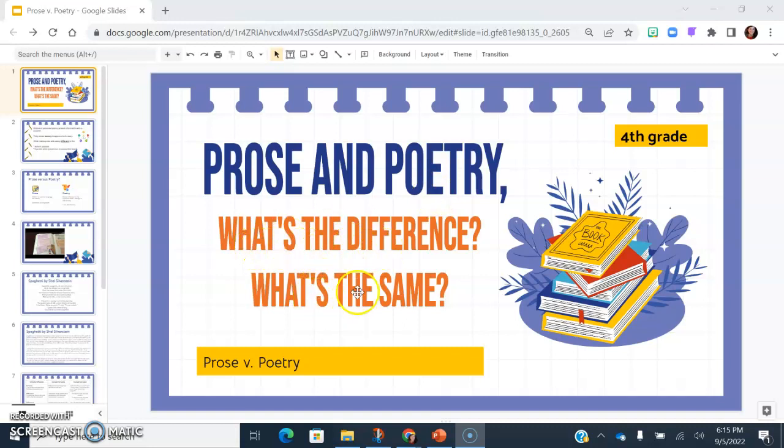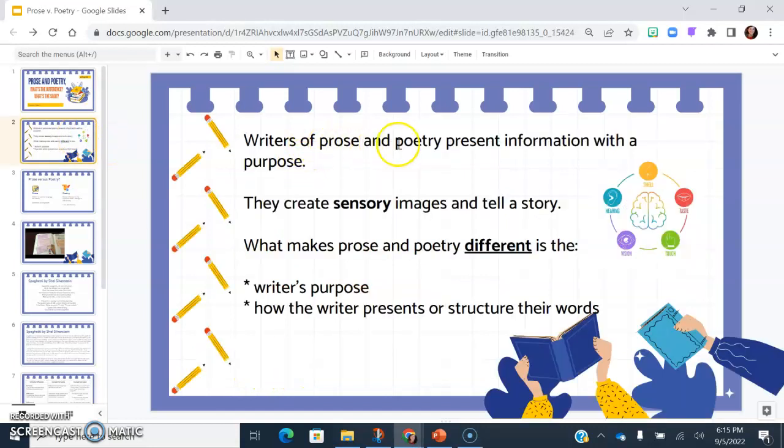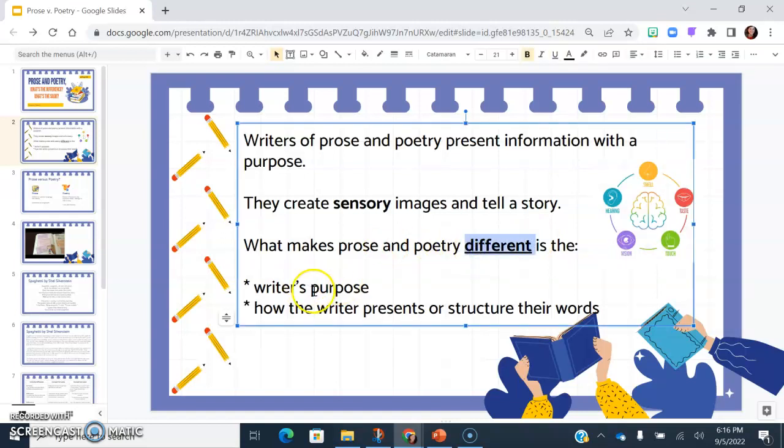What's the difference? What's the same? Prose versus poetry. Writers of prose and poetry present information with a purpose. They create sensory images and tell a story. Sensory images appeal to the reader's sense of hearing, smell, taste, touch, and vision. It helps the reader play a movie or paint a picture in their mind. What makes prose and poetry different is the writer's purpose and how the writer presents or structures their words.